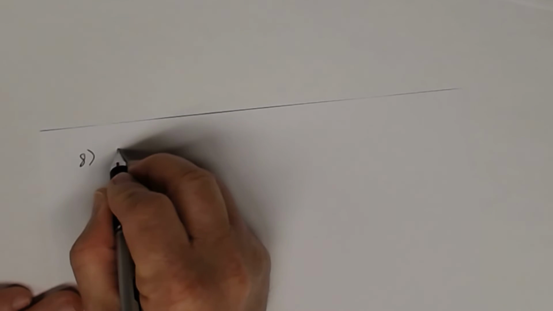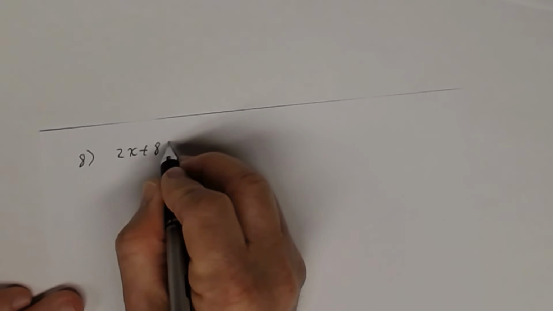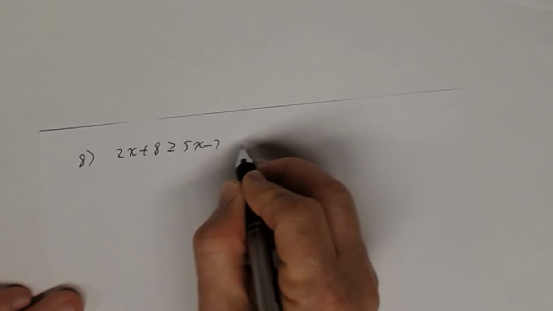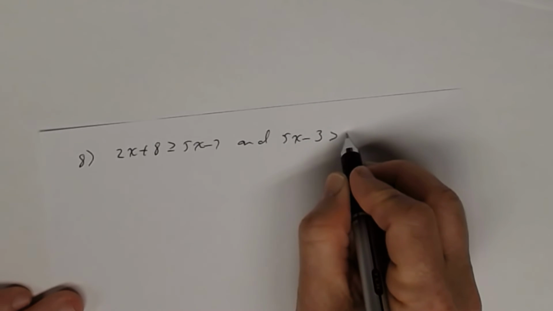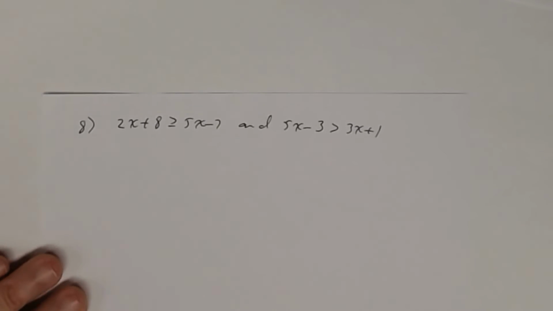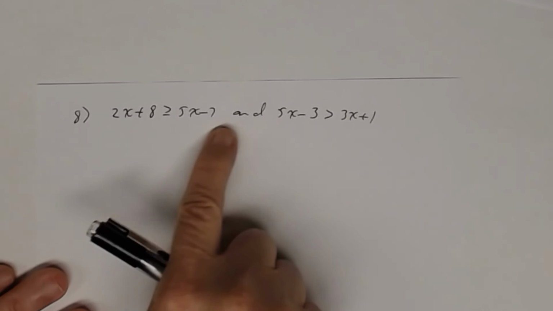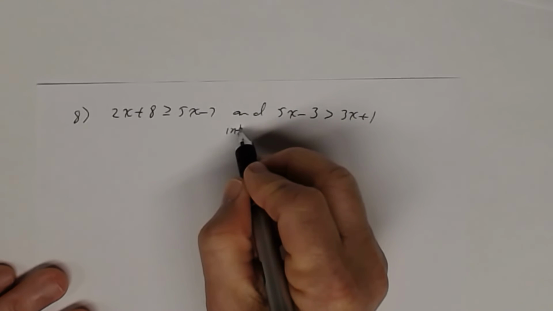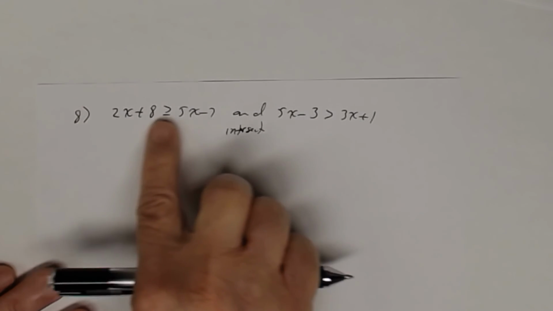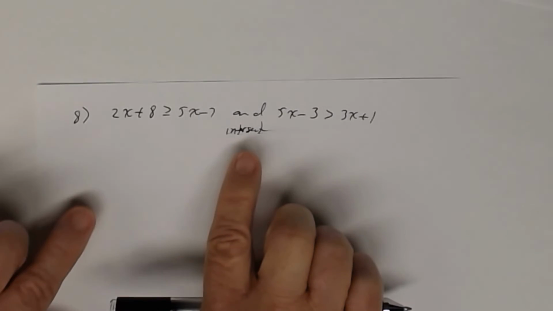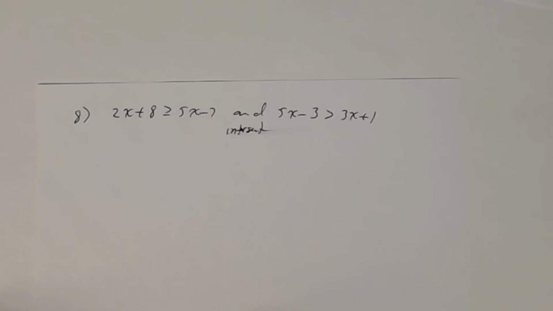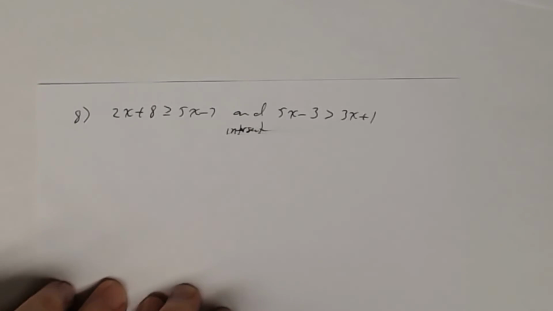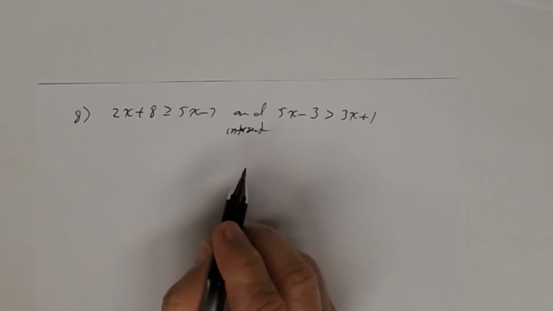So let's look at number 8. We have 2x plus 8 is greater than or equal to 5x minus 7, and 5x minus 3 is greater than 3x plus 1. All right, so let's go ahead and solve. Now remember, that's an and statement, so in the end, we're going to be looking at the intersection. So the solution to this compound inequality with the word and is the real numbers that make this and this true at the same time. So it's got to satisfy both. It's not an or statement, that's an and statement.